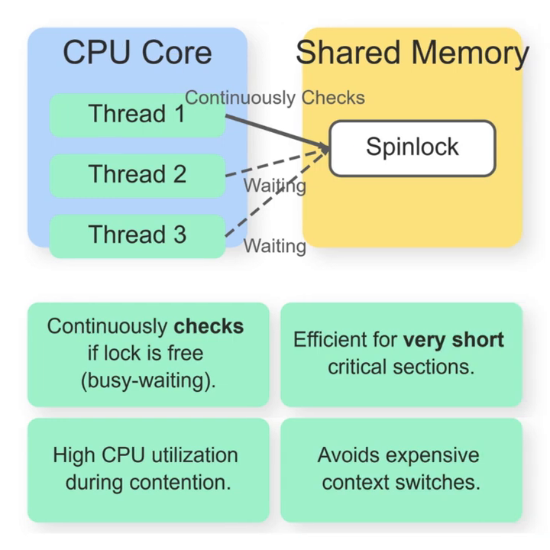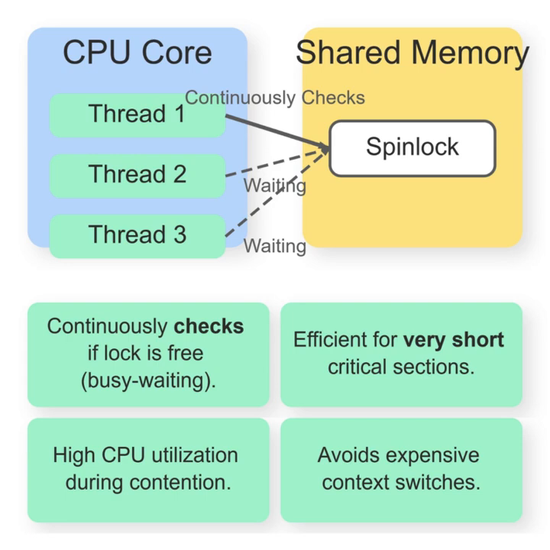Now, let's introduce Spinlocks. A spinlock is a basic synchronization primitive where a thread attempting to acquire a lock that's already held simply waits in a loop, continuously checking if the lock has become available. This is known as busy waiting. The main advantage here is its simplicity and low overhead when contention is minimal or the critical section is extremely short. Since the thread doesn't yield the CPU, it avoids the expensive operation of a context switch.